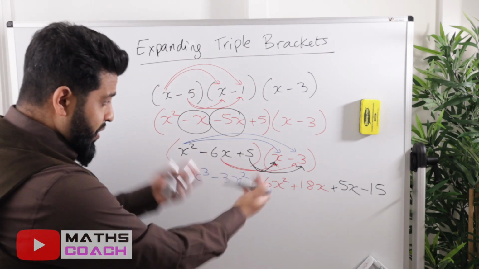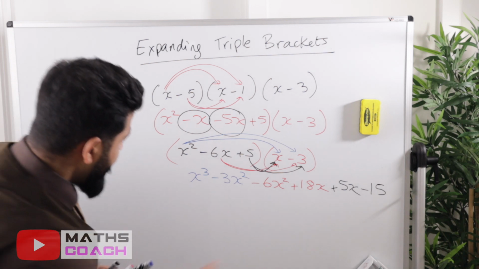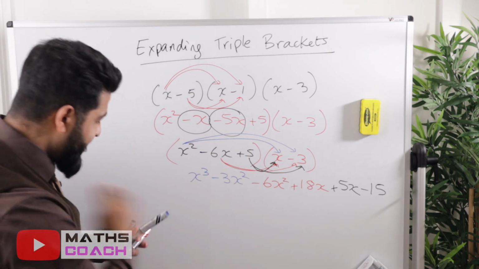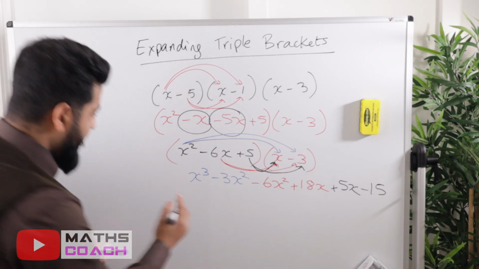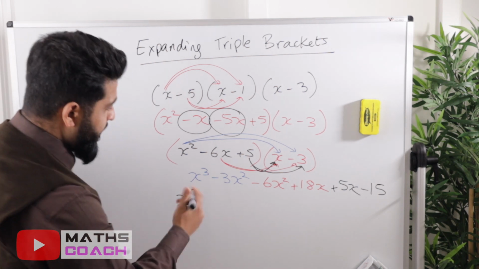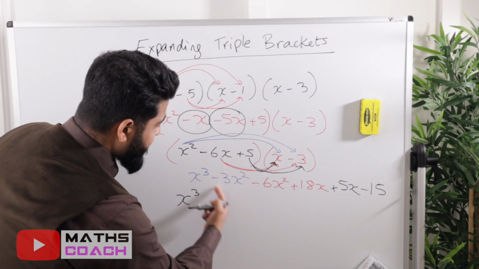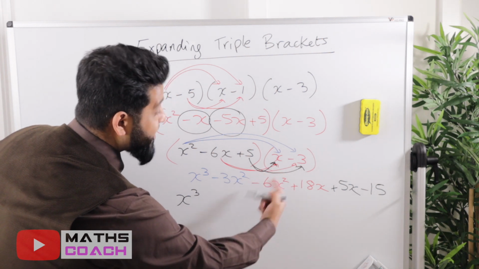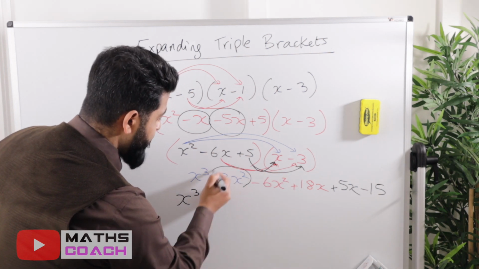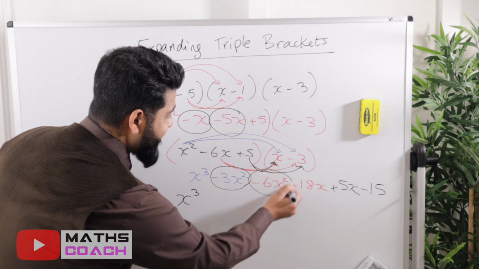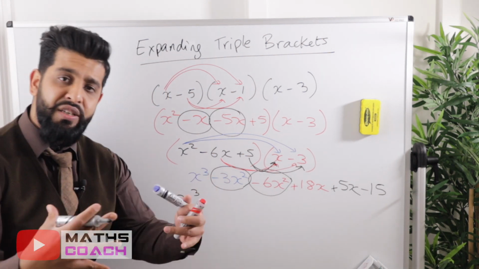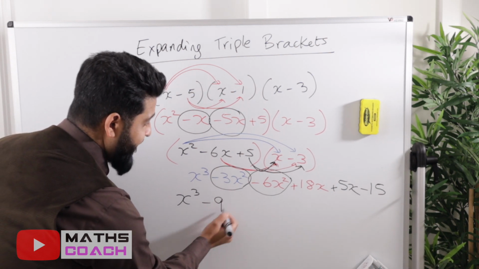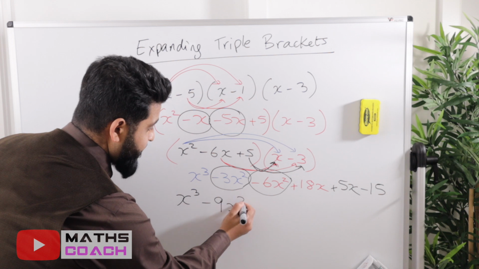Okay, right, now let's collect the like terms. So you've got x cubed here. Scan through, see if there's any more x cubed. There isn't, so you can just write down x cubed on its own. Continue, you've got minus 3x squared, and straight away next to that is the same term, the same family of terms. So minus 3x squared and minus 6x squared can be collected together. Minus 3 minus 6 is equal to minus 9. Since they're x squared, we'll add the x squared along.